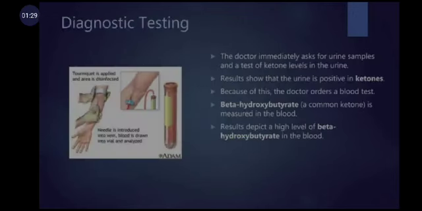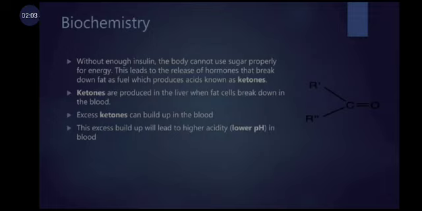Diagnostic testing involves collecting urine samples and testing the ketone levels in the urine. If the result shows that the urine is positive for ketones, the doctor orders a blood test. Among ketone bodies, there are mainly three types: acetone, acetoacetate, and beta hydroxybutyrate. Commonly, beta hydroxybutyrate is measured in blood. The results depict a high level of beta hydroxybutyrate in the blood.